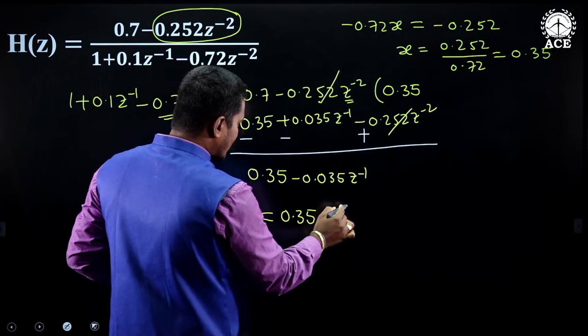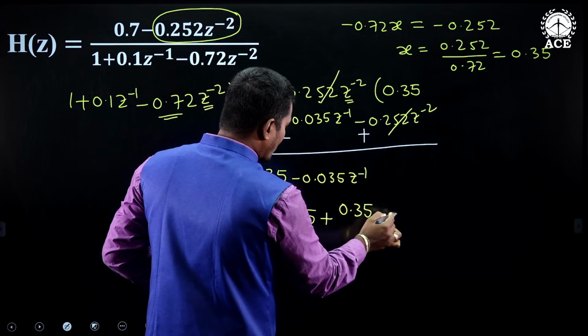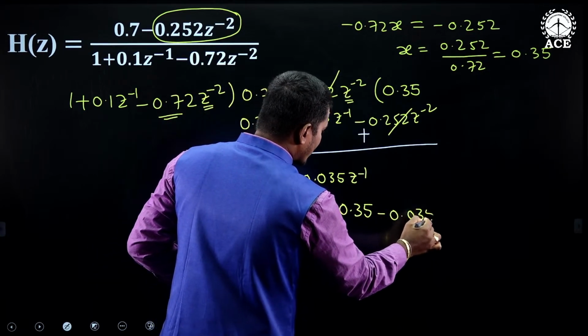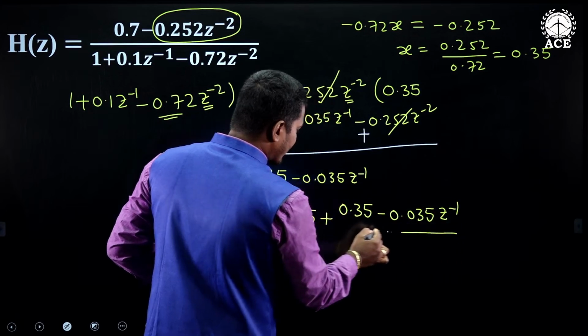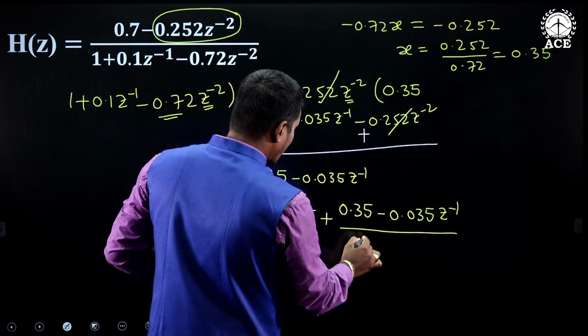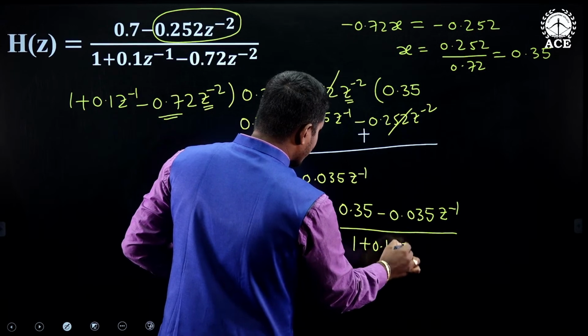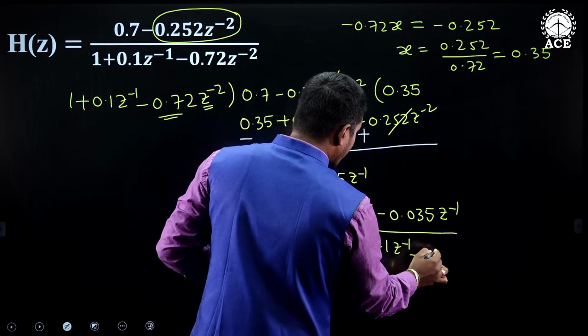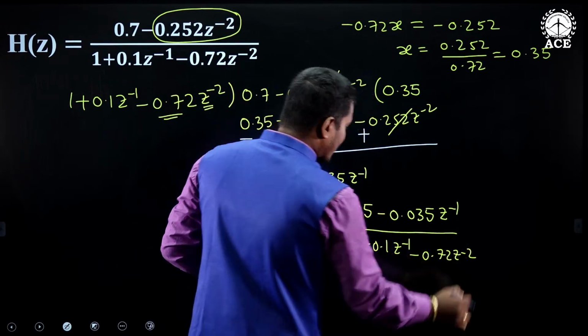0.35 plus, 0.35 minus 0.035 z inverse whole divided by how much? 1 plus 0.1 z inverse minus 0.72 z power minus 2.